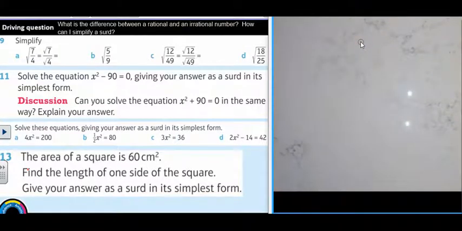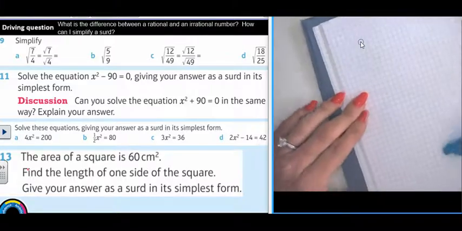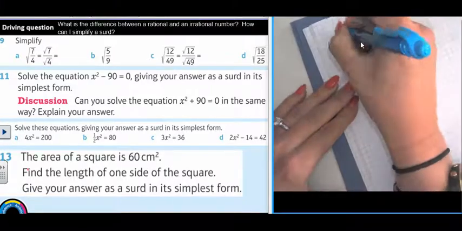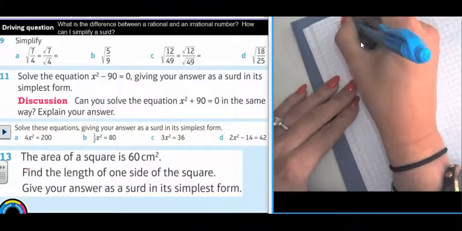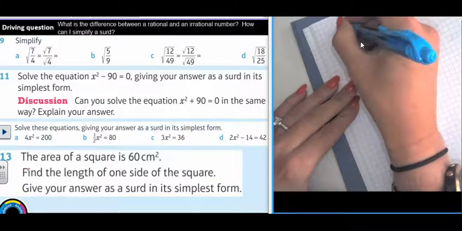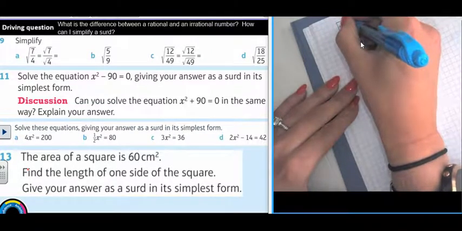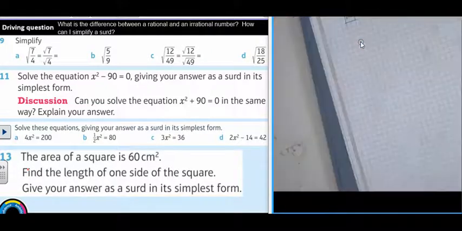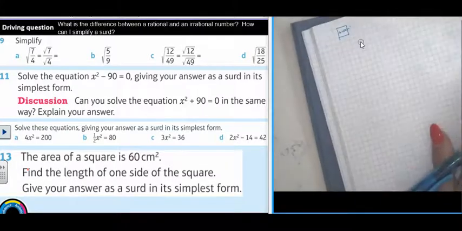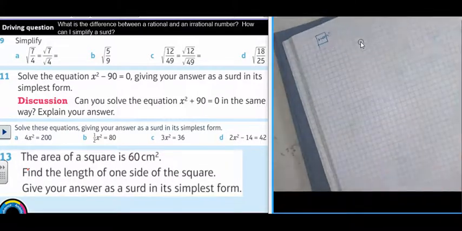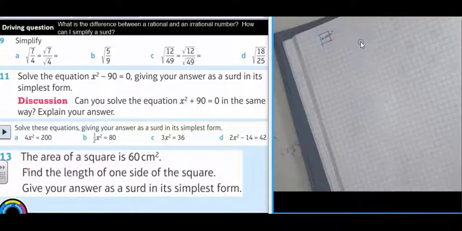And finally, question 13. The area of a square is 60 square centimetres. Find the length of one side of the square. Give your answer as a surd in its simplest form.